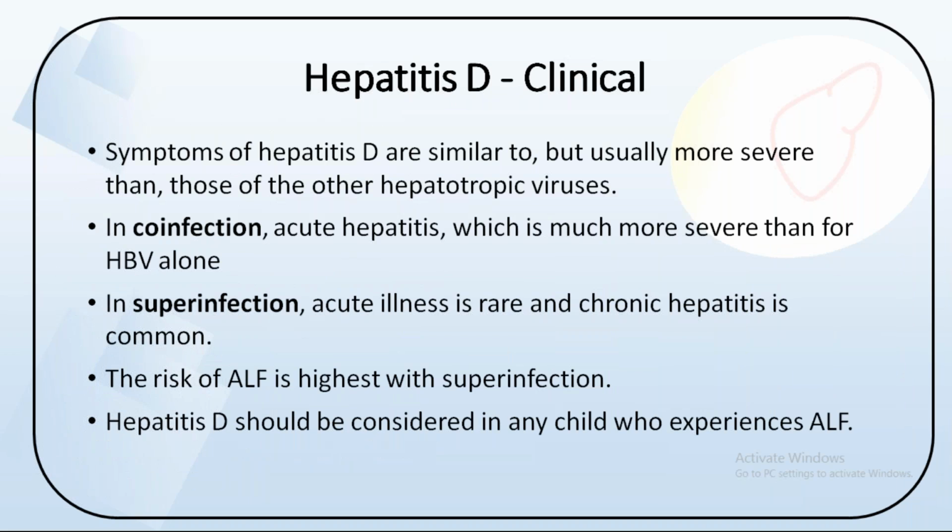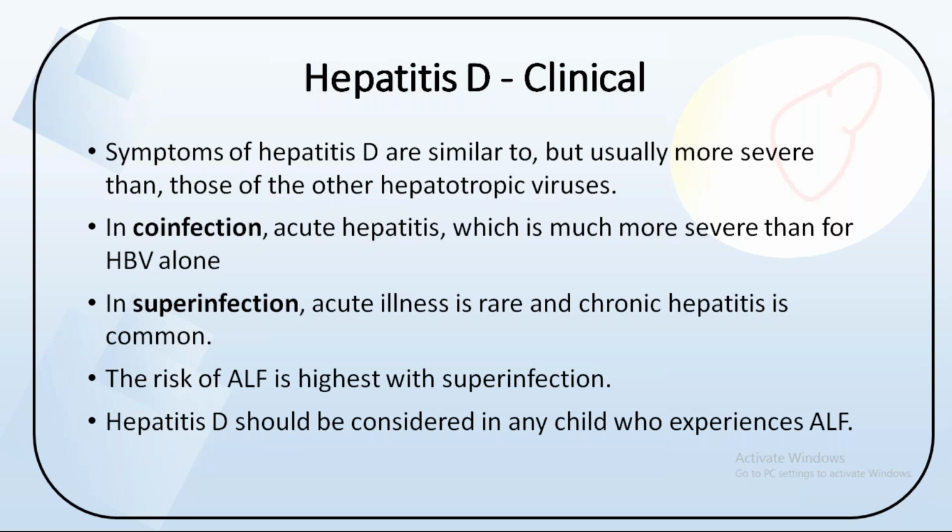Symptoms are almost similar to hepatitis B, but usually more severe. If the D is also positive, the symptoms are much more severe. If it is a co-infection, the acute infection is much more severe than hepatitis B alone. If it is a superinfection, acute illness is rare, but chronic hepatitis is common. So the risk of acute liver failure is highest in superinfections, and subsequently the patient develops hepatitis D also.